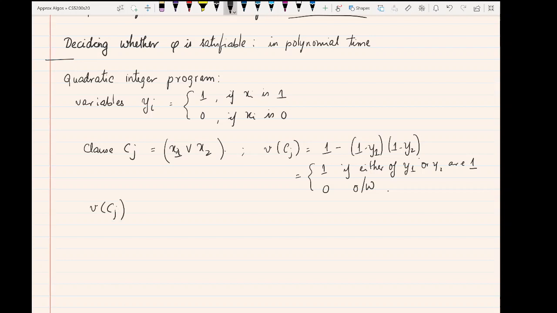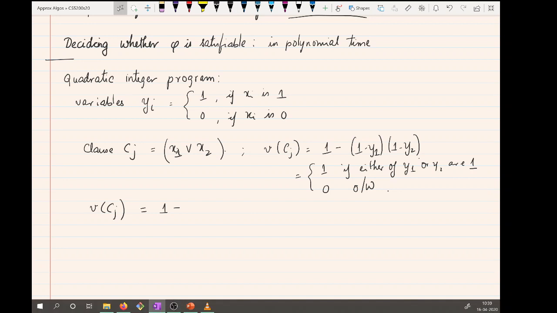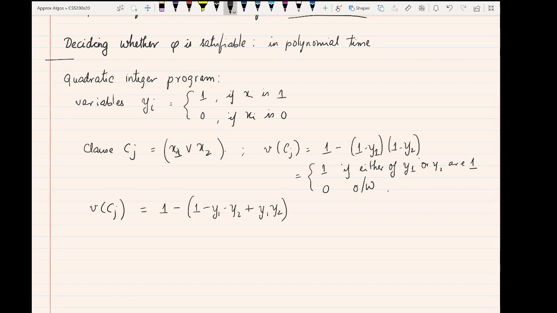You can write out similar polynomials for if the Cj's are, say, something like x1 or x2 bar, or x1 bar or x2. So writing it out gives us 1 minus an expansion of the product term that was there, and this simplifies to just y1 plus y2 minus y1 y2.